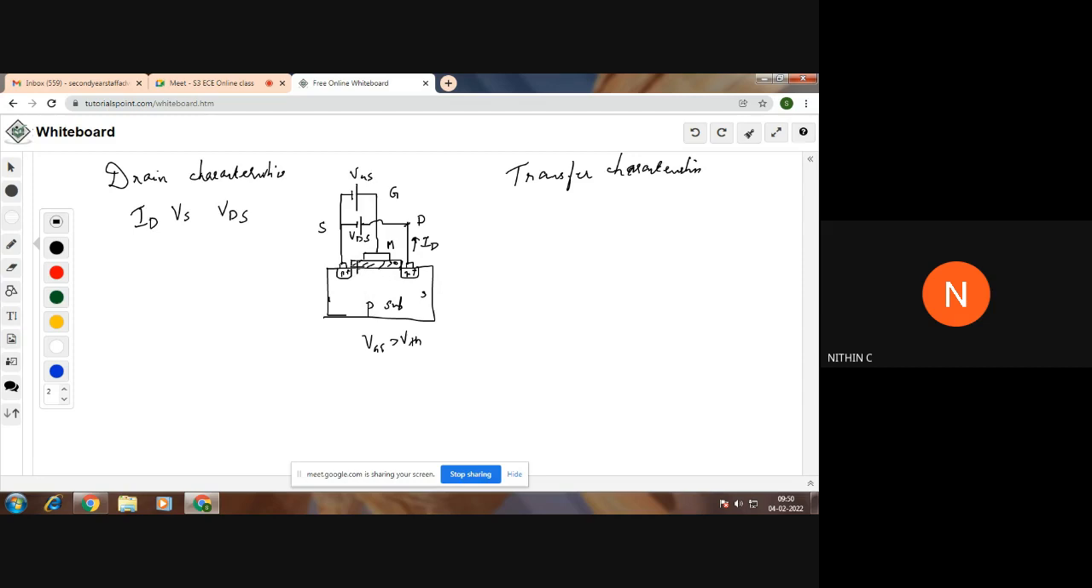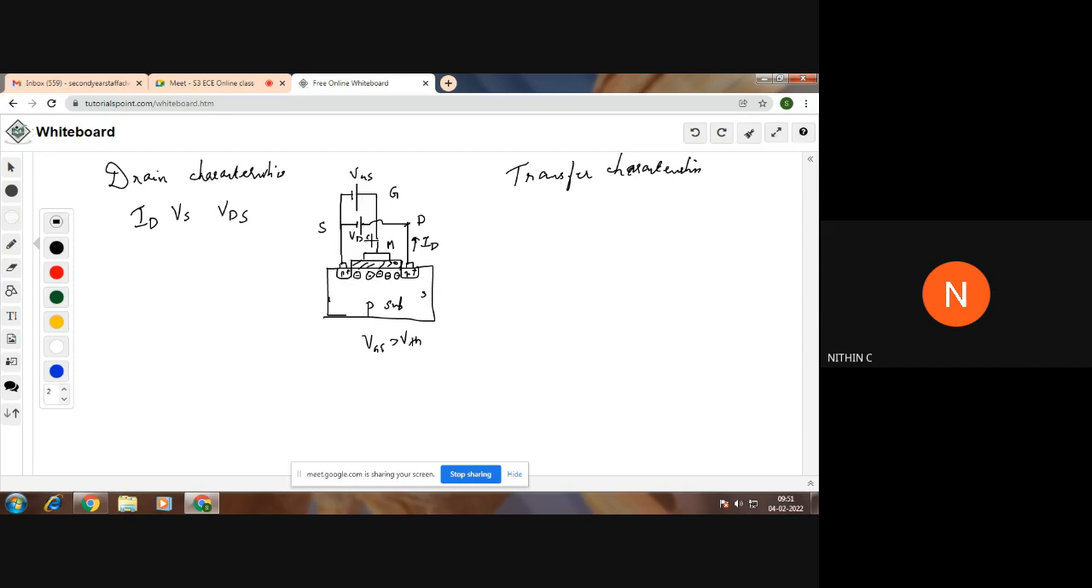If you are providing a little bit of positive voltage, then you will have a layer of immobile ions like this. A depletion region will be formed. When VGS is further increased, and if it is increased beyond the VTH value, then you have accumulation of electrons here.